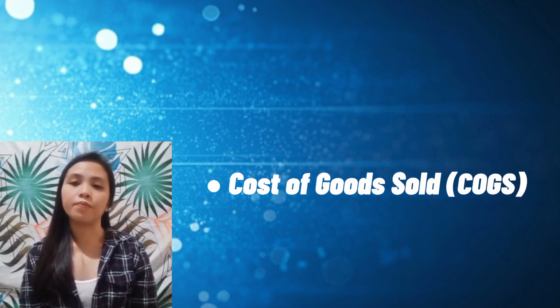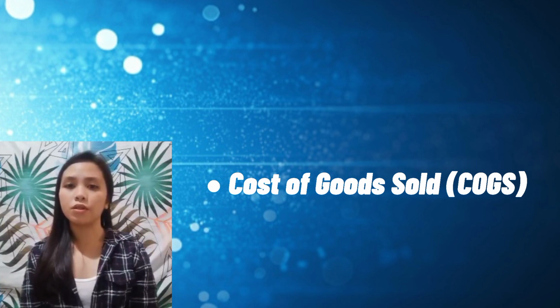The number 3 is cost of goods sold. The carrying value of products sold within a given period is known as the cost of goods sold. Specific identification, first in, first out, and average cost are some of the formulas used to correlate costs with specific commodities.